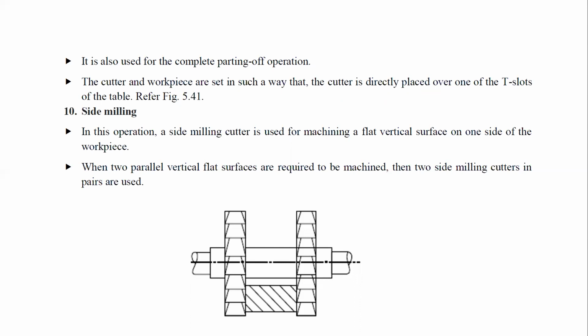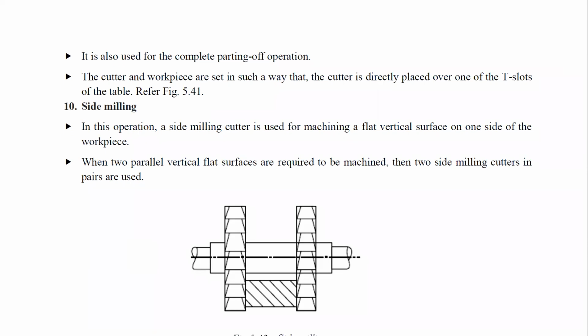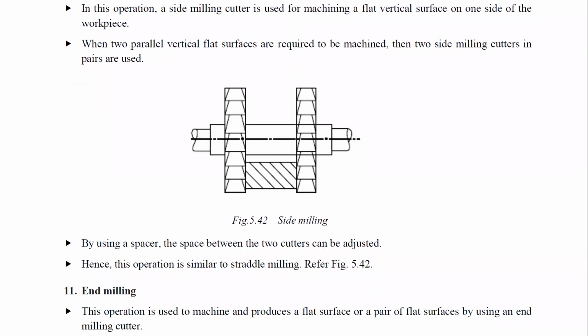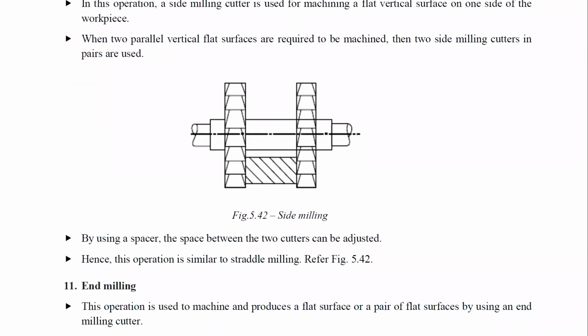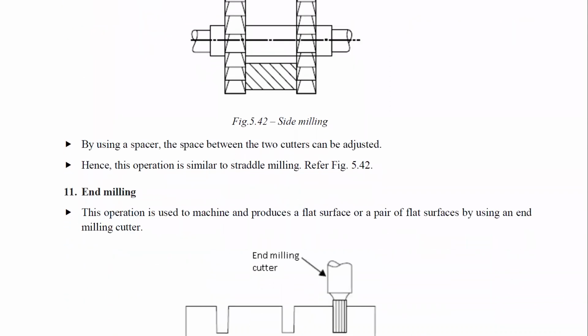Then side milling. The side milling cutter is used for machining a flat vertical surface on one side of the workpiece. When two parallel vertical flat surfaces are required to be machined, the two side milling cutters are used, that is also the straddle milling cutter. By using a spacer, the distance between the two cutters can be adjusted. Hence, this operation is similar to straddle milling.